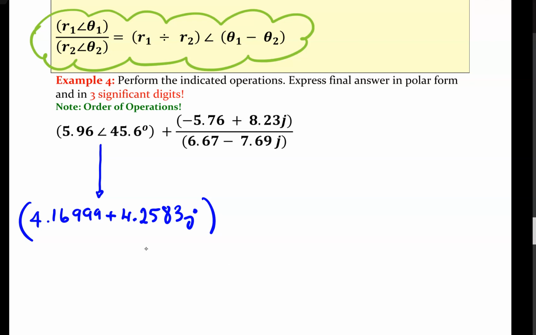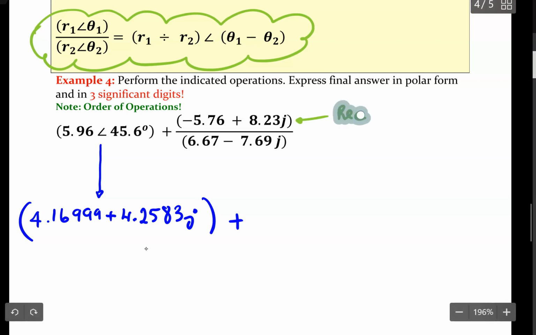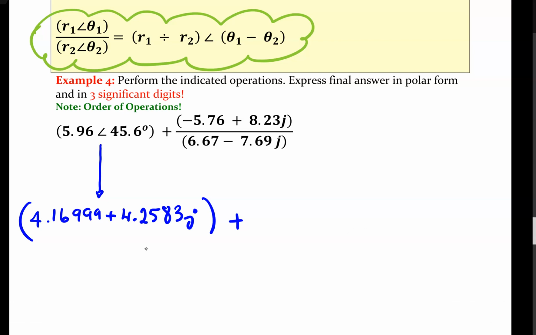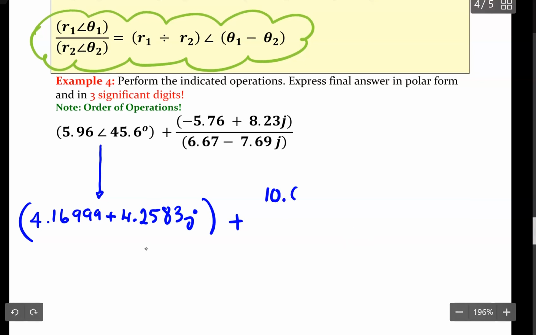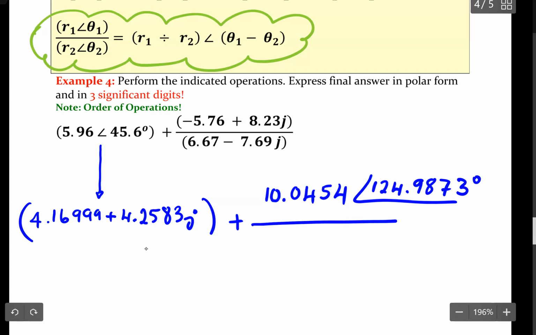My next step is I am going to convert this number into polar, since it's in rectangular form. That's what I would like to remind everyone. So then I should have 10.0454. The argument will be 124.9873 degrees.